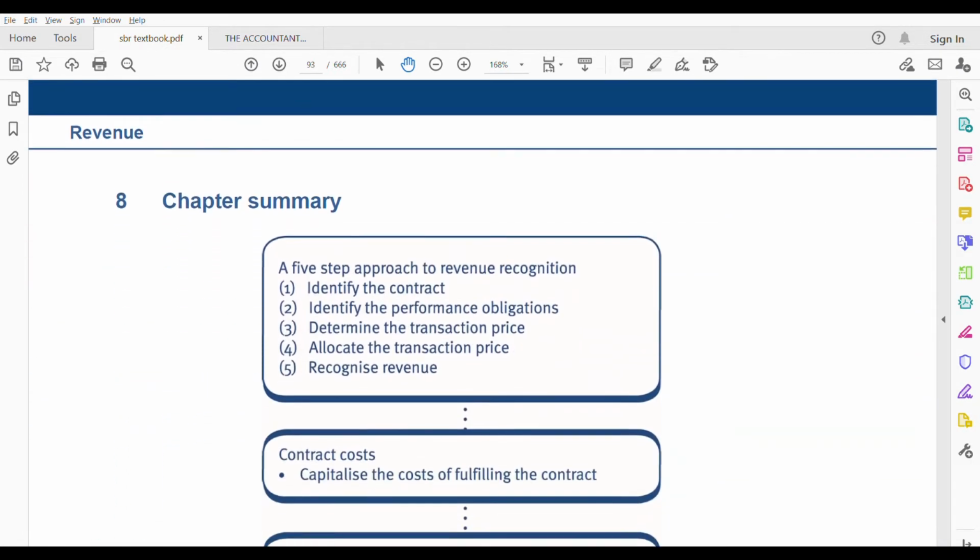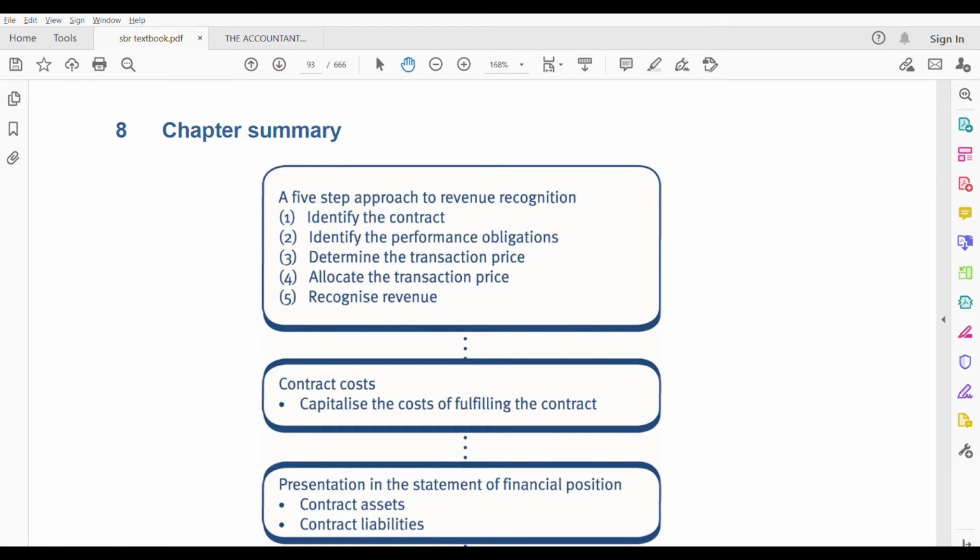Finally, we are now summarizing whatever we have covered in both part 1 and 2 before I actually start doing questions. Okay, so we went through the 5-step approach to revenue recognition. First, we identify a contract. Second, we identify the performance obligation. Third, the transaction price is determined. Fourth, we allocate the transaction price to the performance obligations. Performance obligations might be more than one. Then finally, we recognize revenue.